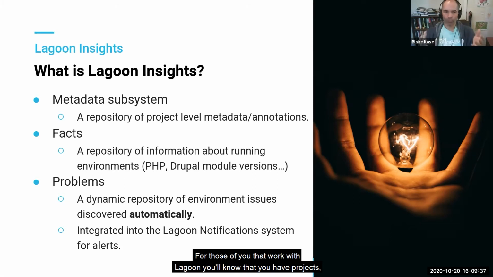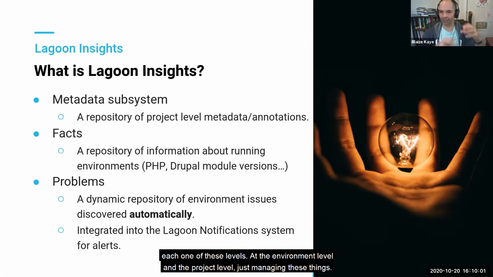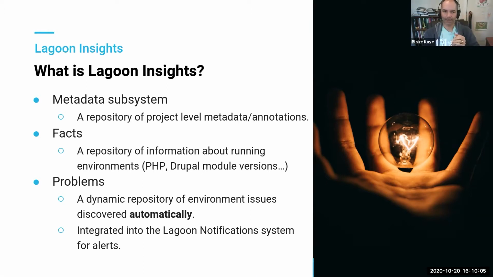For those of you that work with Lagoon, you'll know that you have projects, which are usually your web apps, your websites. And underneath each one of those, you have environments, which are your production, your dev, your staging environments, and so on. Standard kind of setup. And Lagoon Insights allows us to look and work with each one of these levels, at the environment level and the project level, just managing these things.